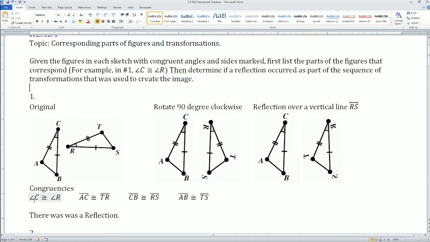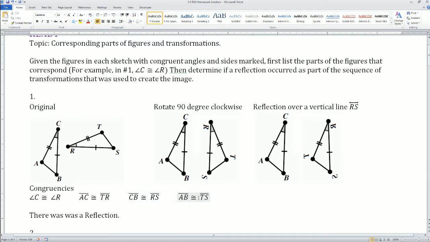Couple of things that I got. I got angle C is equal to angle R. That's what that curve is. Line AC is equal to line TR. And CB is equal to RS.